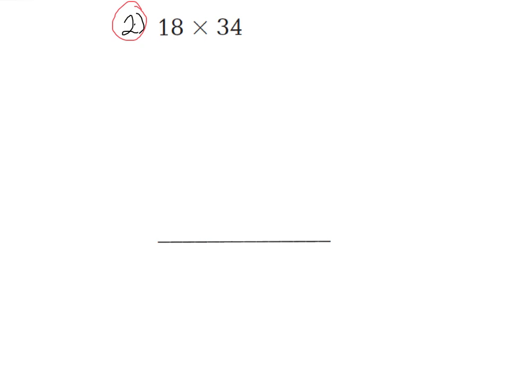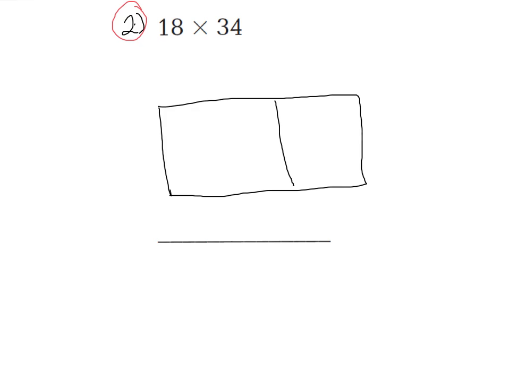Number 2 says 18 times 34. Well, this is a two-digit number times a two-digit number. So I'm going to show you how we can use the box model to multiply these two numbers together to find the product. So first, we're going to draw a box model. Now it's going to be a long rectangle just like our other box models were. This time, we're going to cut our box model into 4 sections. So now you can see that I have 4 boxes.